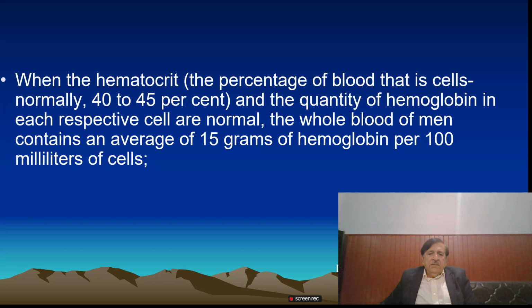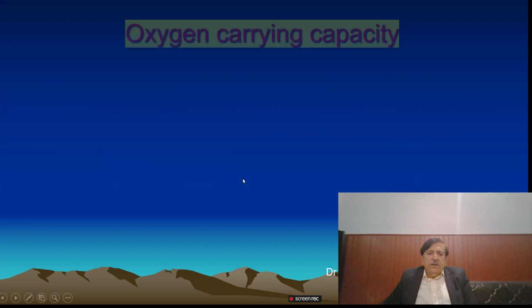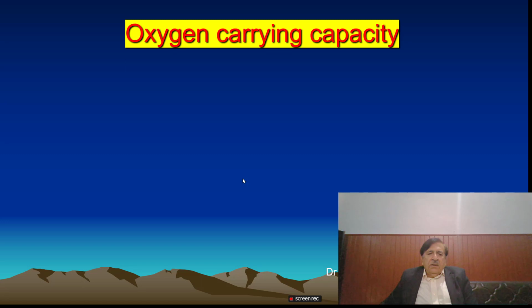When the hematocrit, the percentage of blood that is cell, normally 40 to 45%, and the quantity of hemoglobin in each respective cell are normal, the whole blood of men contains an average of 15 gram of hemoglobin per 100 milliliter, 34 gram in 100 ml of packed cell, and 15 gram in 100 ml of whole blood. For women, it contains an average of 14 gram per 100 milliliter.